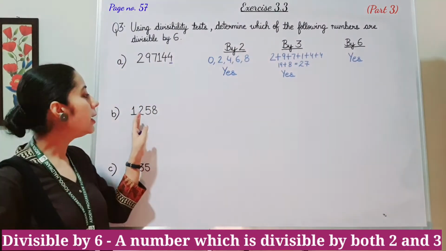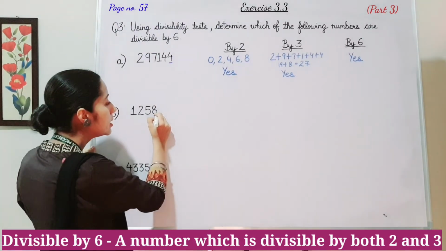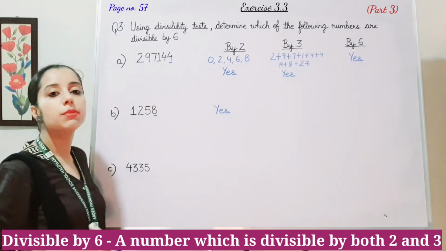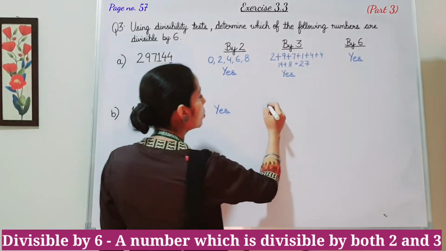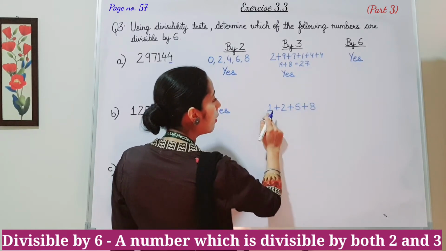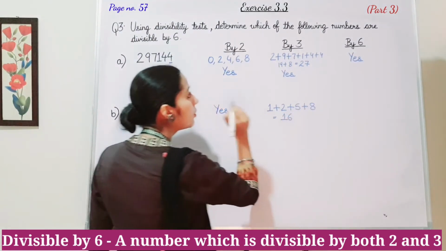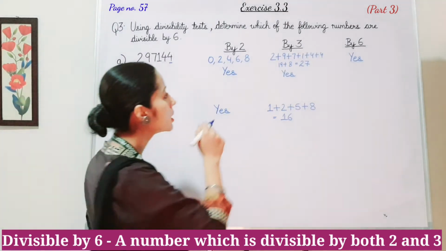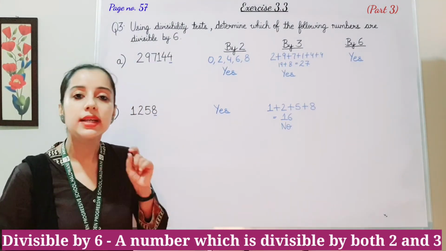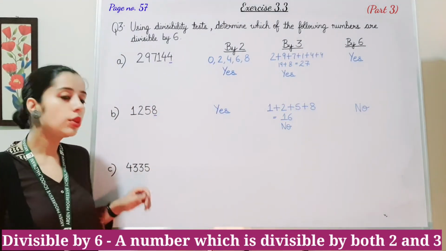Now B part, 1, 2, 5, 8. The last digit we will see is 8. At the ones place you have 8, so yes, it is divisible by 2. For checking divisibility by 3, let us add. 1 plus 2 plus 5 plus 8. 1 plus 2, 3. 3 plus 5, 8. 8 plus 8, 16. Does 16 come in the table of 3? No. So it is not divisible by 3. If it is not divisible by 3, it won't be divisible by 6. So right here, no.